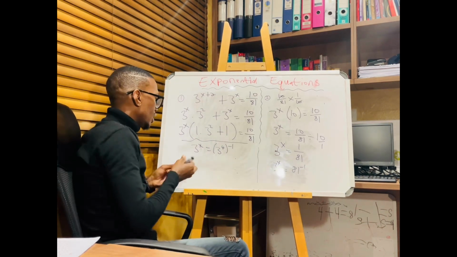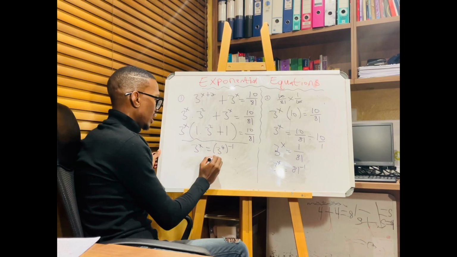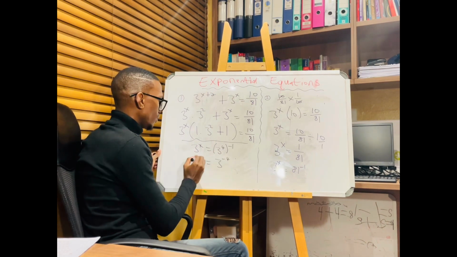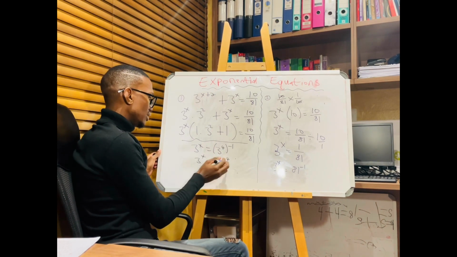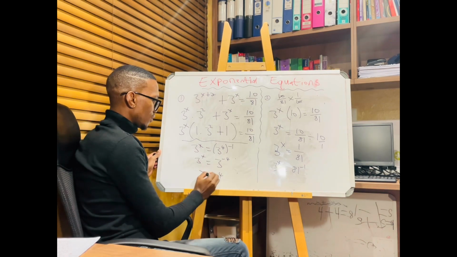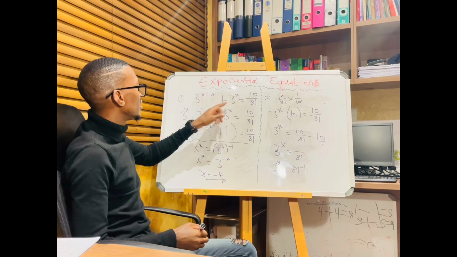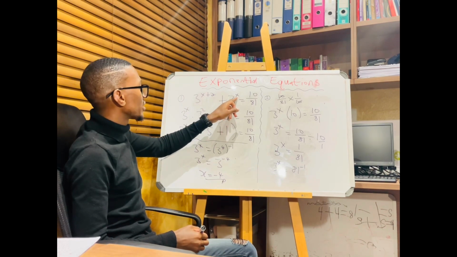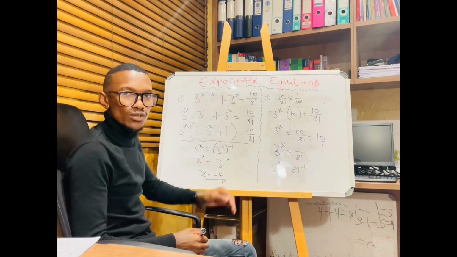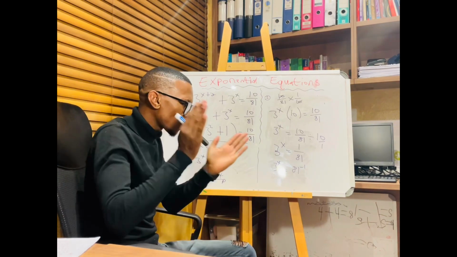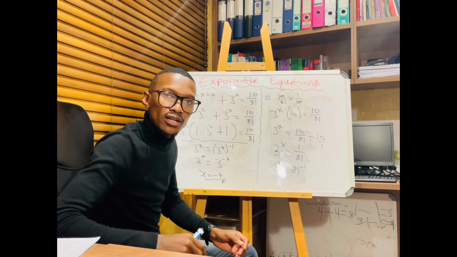Okay, so now you can see that I can have 4 times minus 1 is minus 4, 3 to the power x, then the x is going to be equal to negative 4. That is the final answer. If you put minus 4 plus 2 here, and then here you put minus 4, it's going to give you the same answer. If it doesn't give you, please comment.